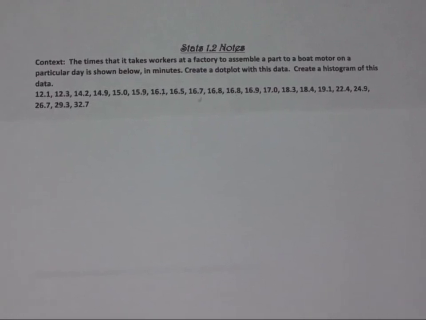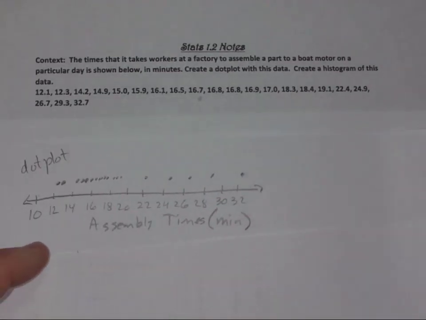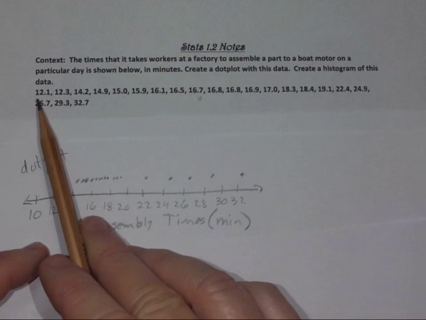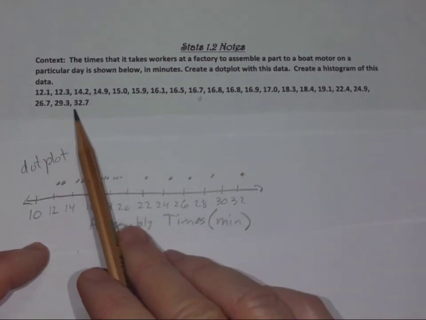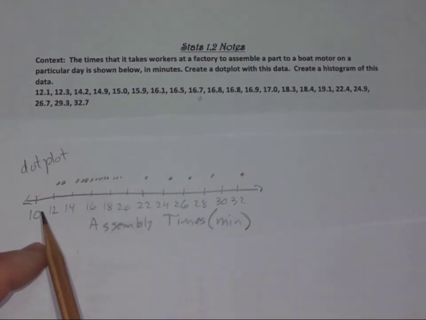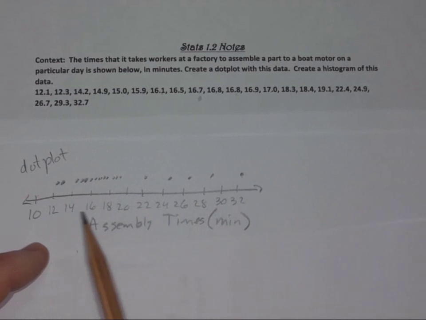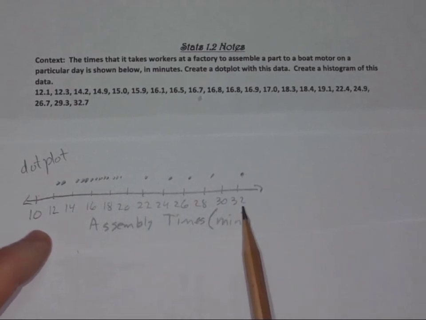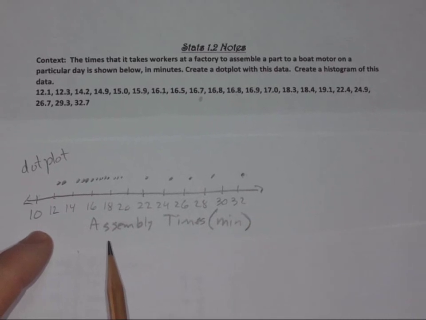Now all a dot plot is, is just a number line with dots above it. So you just make a number line, and in this case you notice that the data is varying from 12.1 minutes to 32.7 minutes, and you make sure to scale it by putting numbers. Technically, if you just put two numbers down, you get credit for scaling, and make sure to label it by putting what it is. That's very important. You always label and scale your graphs.